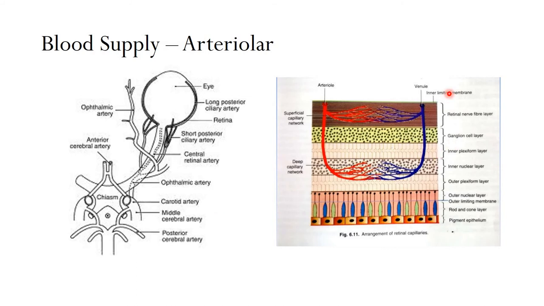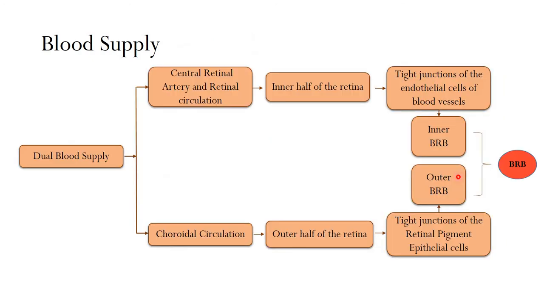So coming to the retinal layers and the blood supply, you will be able to see a superficial network of capillaries at the nerve fiber layer, and then there will be a deep network in the inner nuclear layer. So we all know the blood supply is dual. One is through the central retinal artery and retinal circulation, and the other is the choroidal circulation.